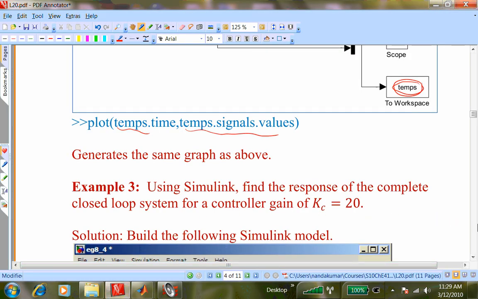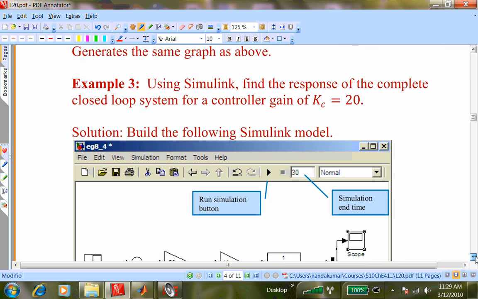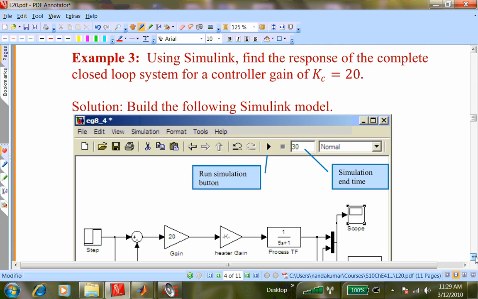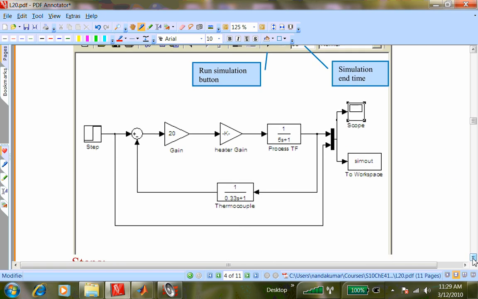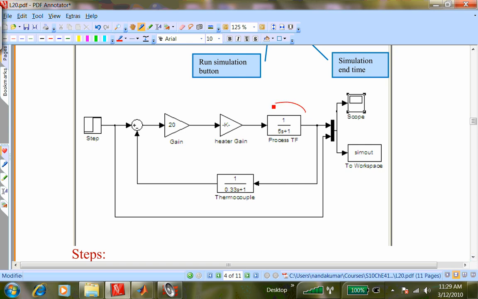The third question is the one we'll probably finish in the next class, putting all of them together. Here you're told to use Simulink to find the response of the complete closed loop system for a controller gain of 20. So first we did only the process, then the process and the measurement. Now we're going to put in the feedback loop. So it's now a closed loop, no longer an open loop. Here is the process transfer function, and here is the heater gain, which would be the 1 over WC.